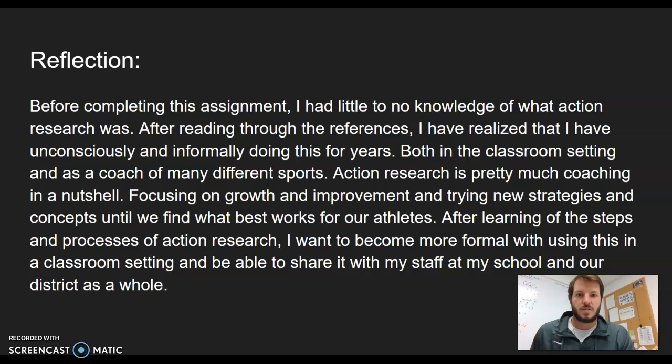Reflection. Before completing this assignment, I had little to no knowledge of what action research was. After reading through the references, I realized that I have unconsciously and informally been doing this for years, both in the classroom setting and as a coach of many different sports. Action research is pretty much coaching in a nutshell, focusing on growth and improvement and trying out new strategies and concepts until we find out what works best for our athletes or in a classroom or students. After learning of the steps and processes of action research, I want to become more formal with using this in a classroom setting and be able to share it with my staff at my school and our district as a whole.